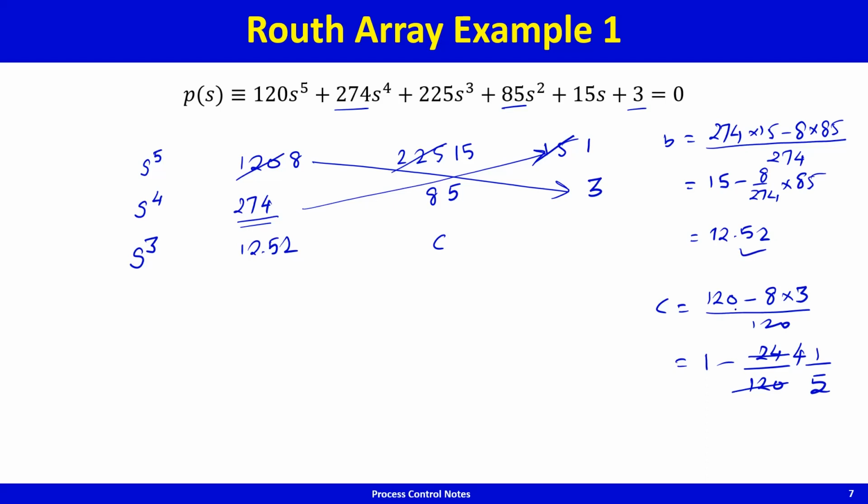Over here, this is going to be 274 times 1 minus 8 times 3, divided by 274, and therefore this is going to be 1 minus 24 by 274. If you do the calculation, the number that you should get is 0.912. Yeah, that's what you get. So C turns out to be 0.912.